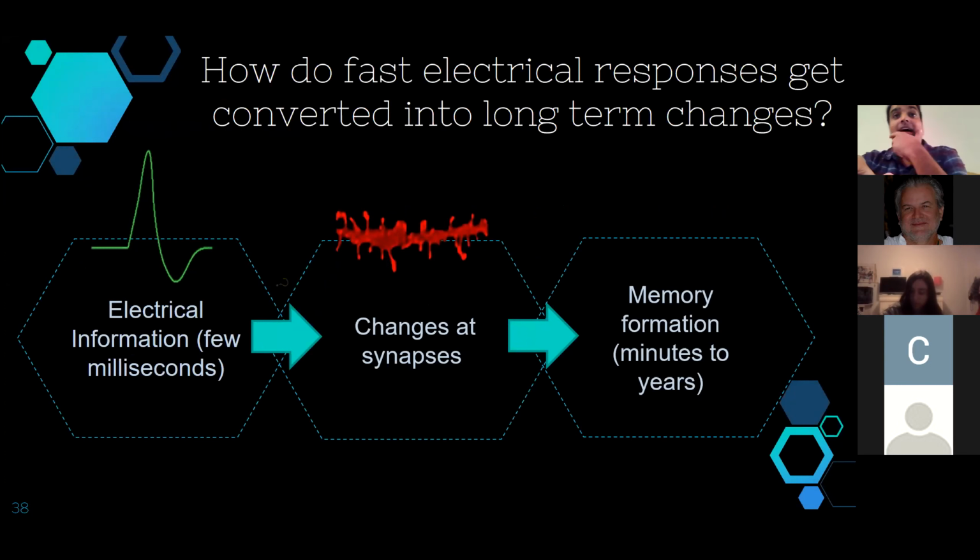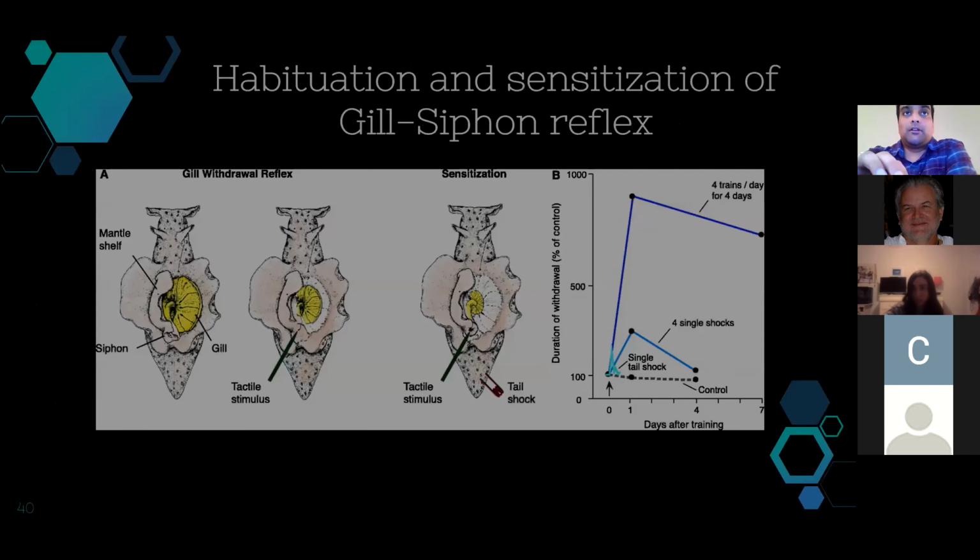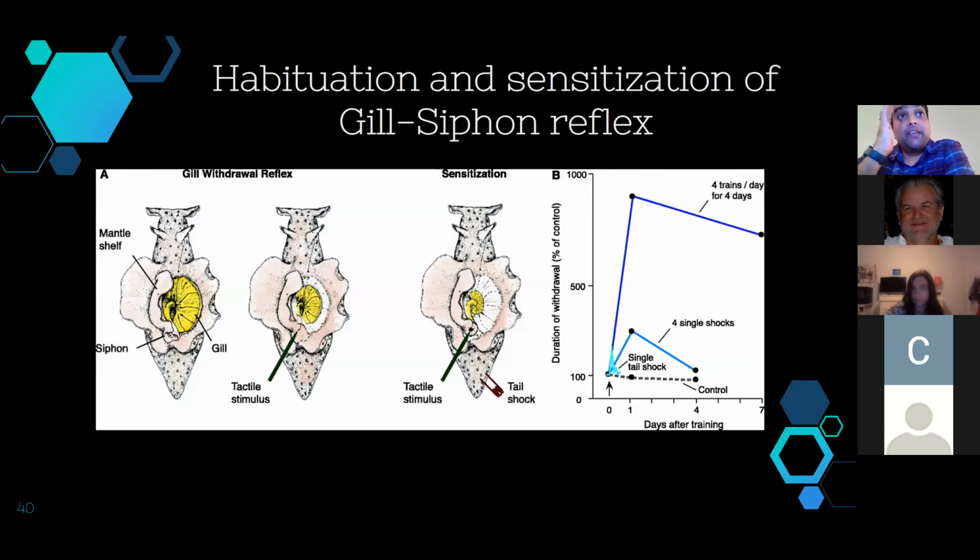And for that, we give credit to Eric Kandel, who's still a very active scientist. He gave us the first evidence of the mechanism of memory formation by studying sea slugs, or Aplysia. And in Aplysia, he used two different types of learning paradigms.